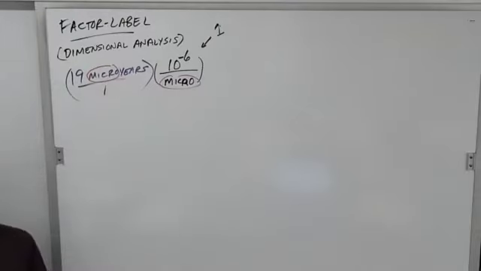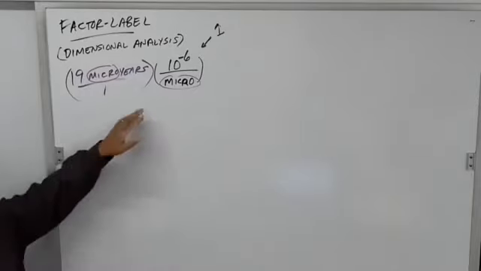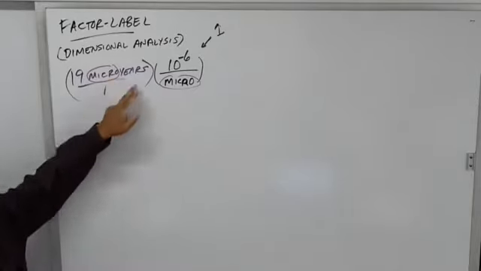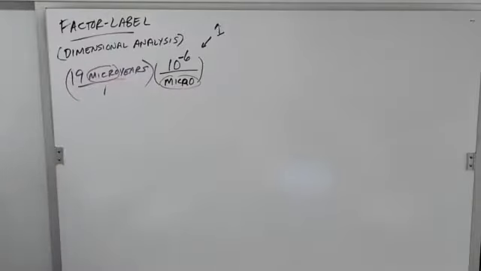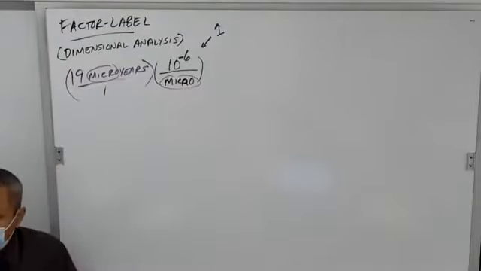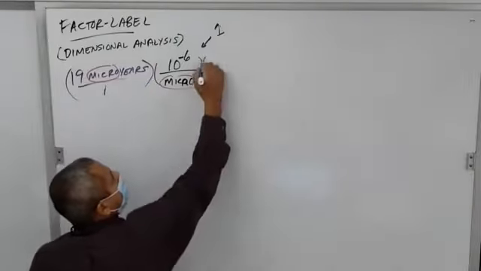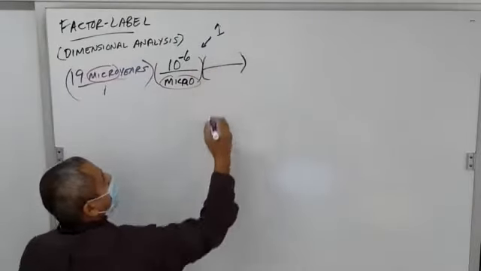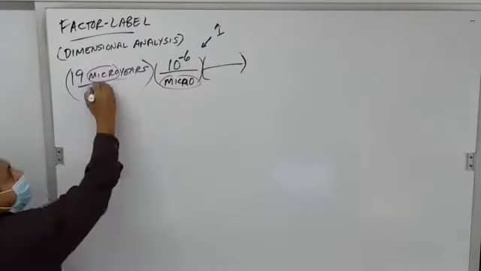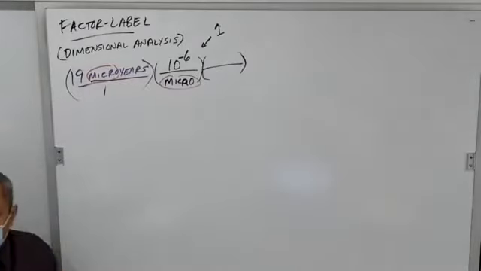Is that useful to you if you're waiting around for me? No. So what you have to do in the factor label method or dimensional analysis is, now I've gotten rid of the label of micro. I want to get rid of the label of what? Years. So if I want to get rid of years, realize that this is a fraction and years is in the numerator. That's why I said it's over 1.